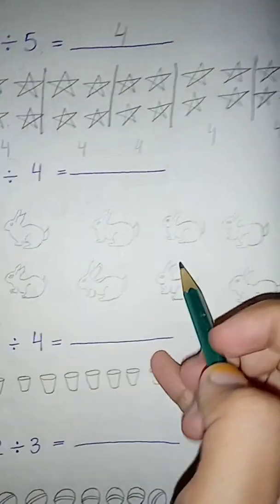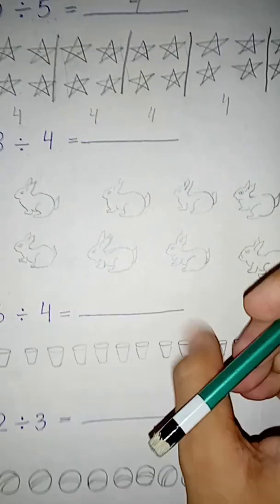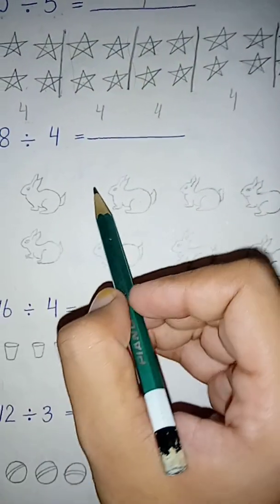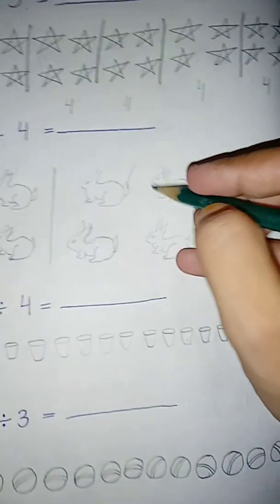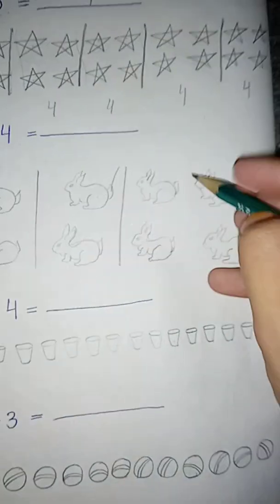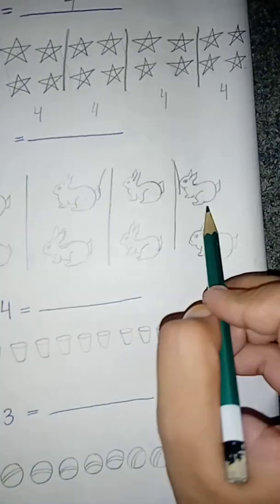Next question, 8 divided by 4. We have 8 rabbits and we divide them equally into 4 groups. To divide them into 4 groups, we make groups 1, 2, 3 and 4.